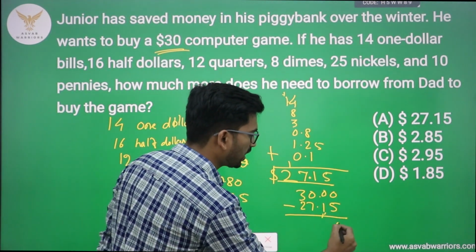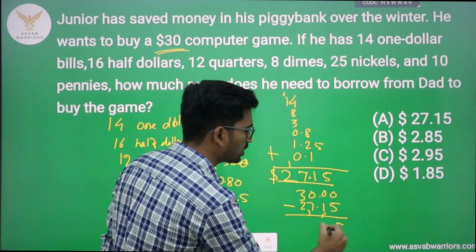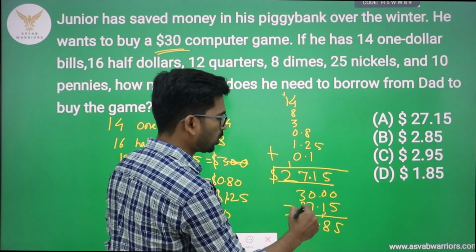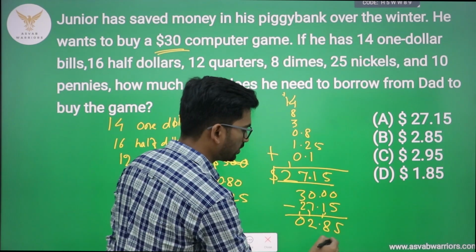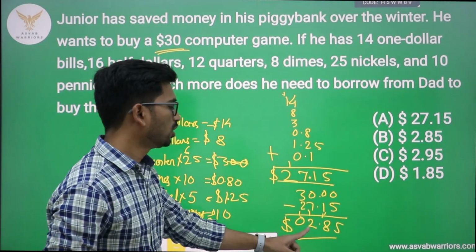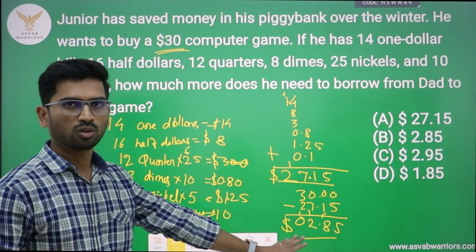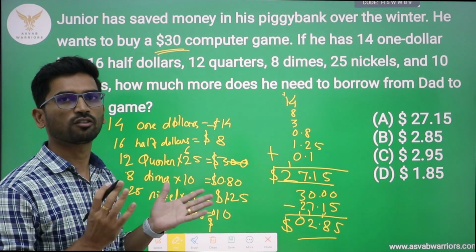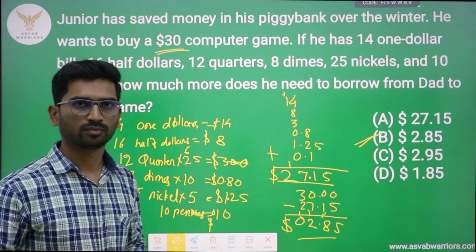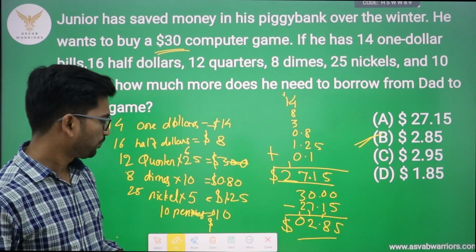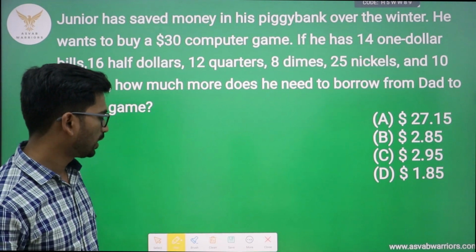10 minus 5 is 5. Again 10 minus 2 is 8. Decimal point. 10 minus 8 is 2. And 3 minus 3 is 0. So he will need $2.85 more. So he will need to borrow it from his dad. So option B will be the correct answer. I hope you understood this question. Now let us move on to our next question.